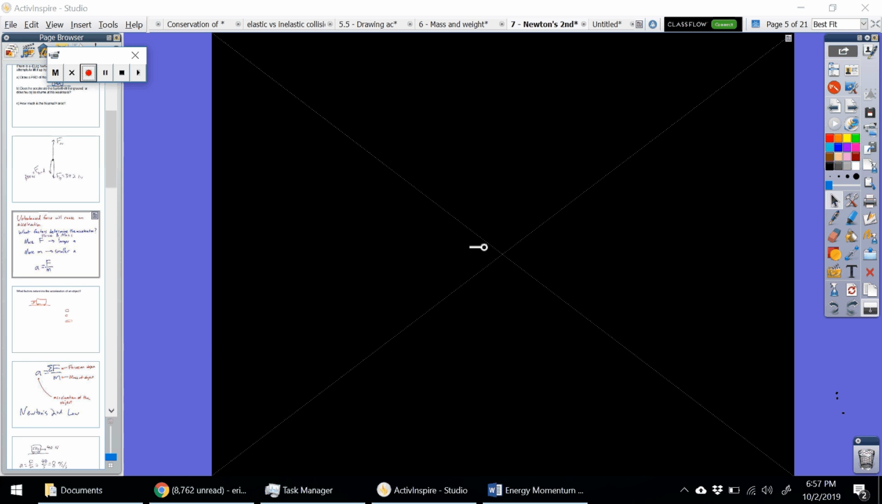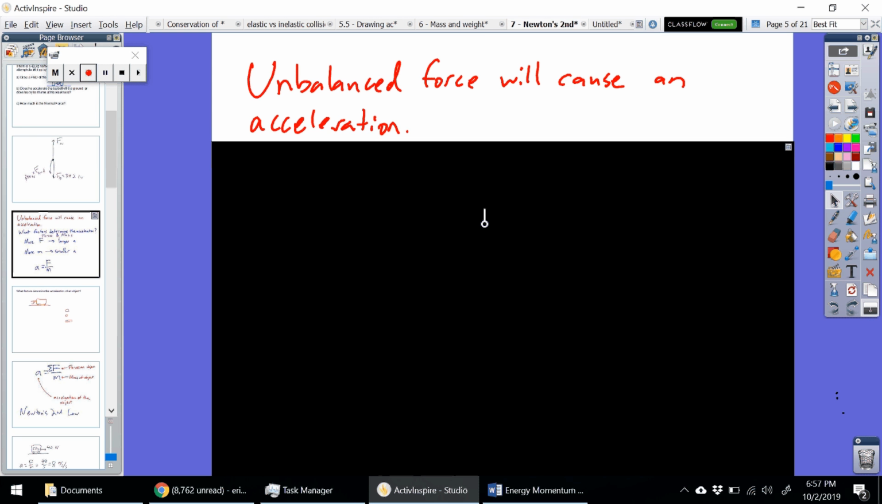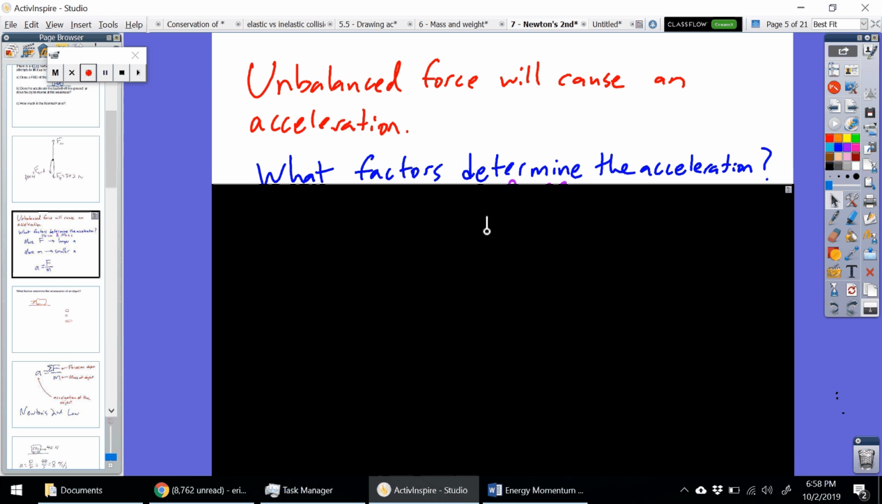Okay, here is today's lesson. And today's lesson is about learning what factors affect acceleration. So, you already know this. Unbalanced forces cause acceleration, right? But now we need to understand, what factors determine the acceleration, right?